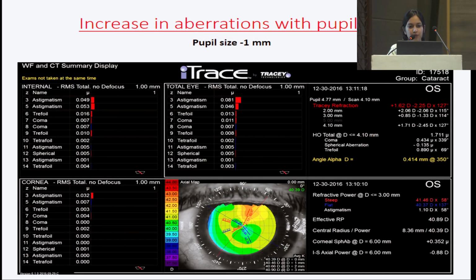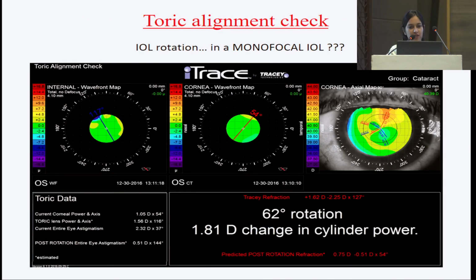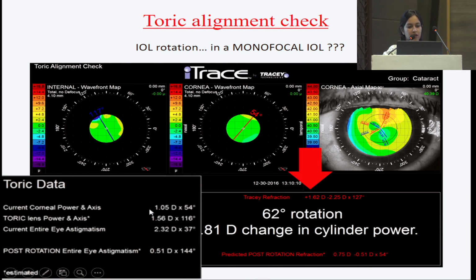And if you see, the aberrations increased from 1 mm pupil size, it increased at 2, and it increased very much at 4 mm. So he was complaining of glare and halo more at night. iTrace also gives you a toric alignment check. So here the corneal astigmatism was just 1, and IOL astigmatism was given as 1.5, whereas this was a simple plain monofocal. There was no toric implanted.